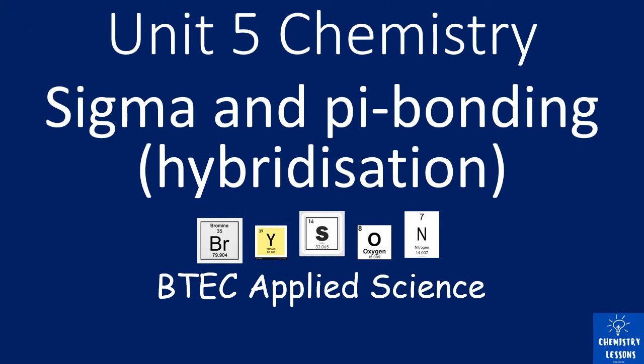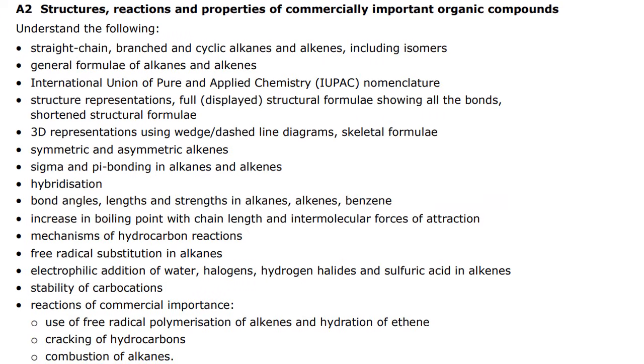This is a BTEC Applied Science lesson, Unit 5 Chemistry, and it looks at sigma and pi bonding. In order to do that, we're going to look at the hybridization of orbitals. So this is part of learning A2 in Unit 5. And here we're looking at the sigma and pi bonding in alkanes and alkenes. And also we're going to double it up with hybridization.